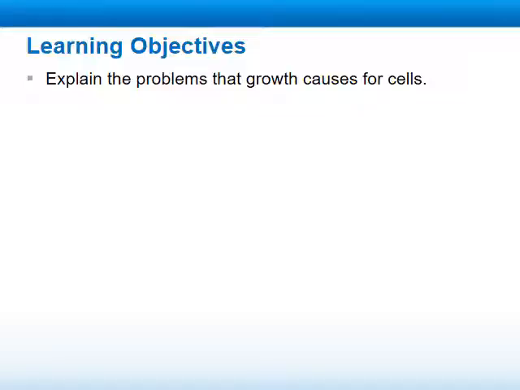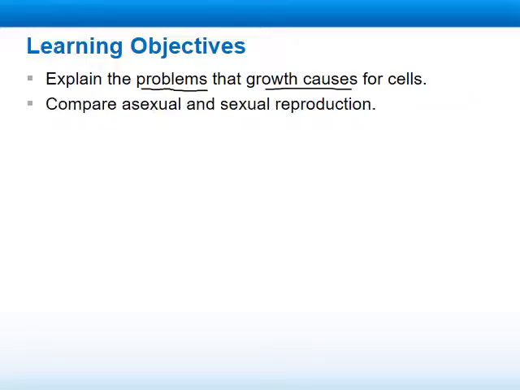talking about how our cells divide. But first, our first set of learning objectives are going to be: explain why cell growth, you know, what problems arise as cells grow. Also, be able to differentiate between asexual and sexual reproduction.